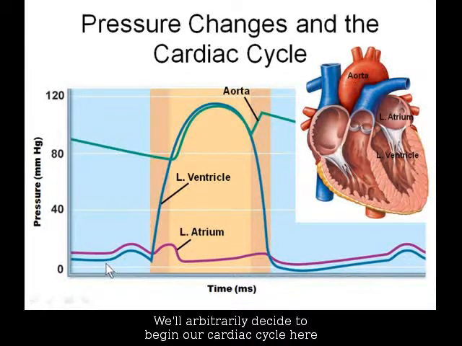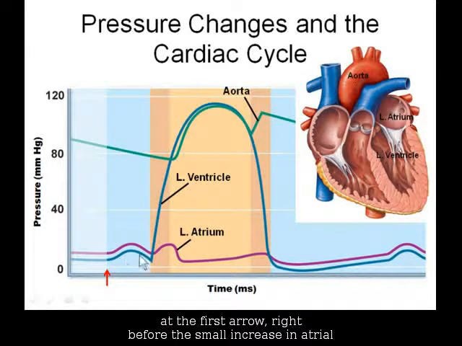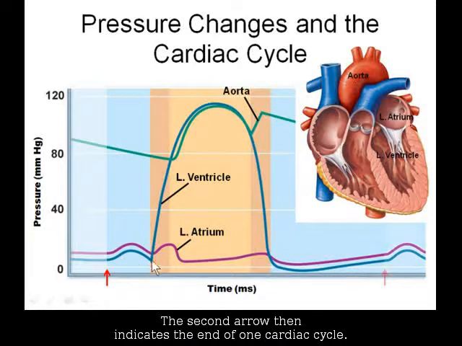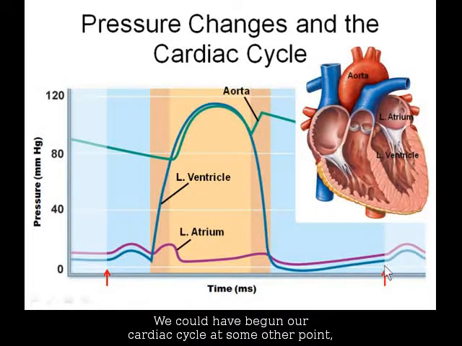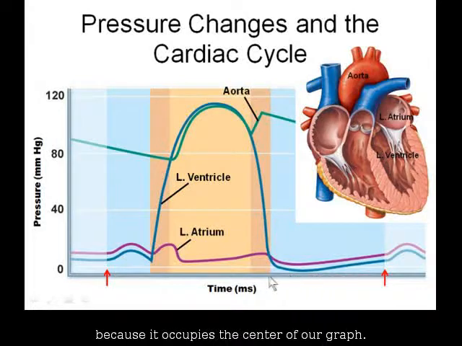We'll arbitrarily decide to begin our cardiac cycle here, at the first arrow, right before this small increase in atrial and ventricular pressure. The second arrow then indicates the end of one cardiac cycle. We could have begun our cardiac cycle at some other point, but this range will be convenient because it occupies the center of our graph.